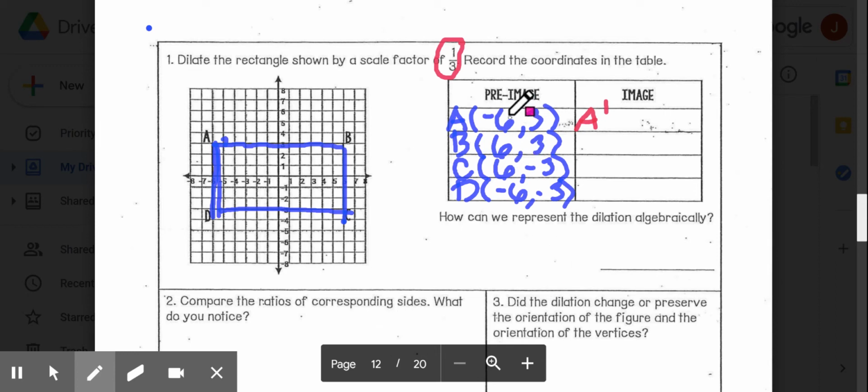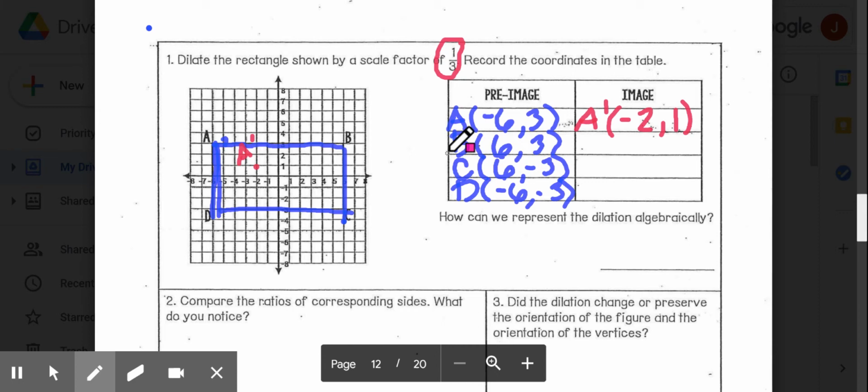So we know that -6 times 1/3 is -2. So if our x value starts at -6, to get our new one, we're multiplying by 1/3. So our new x value would be -2. And our new y value is 3 times 1/3, which is 1. So I could go ahead and plot that point. My new A prime is at -2, 1. And so you could even label that here. This is A prime.